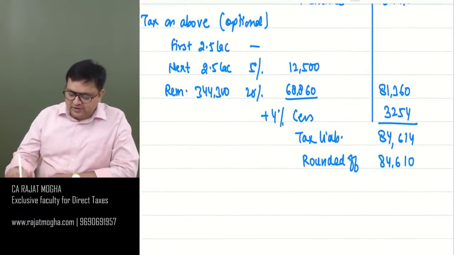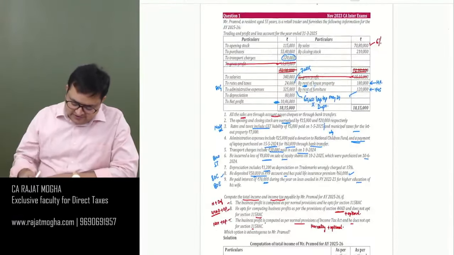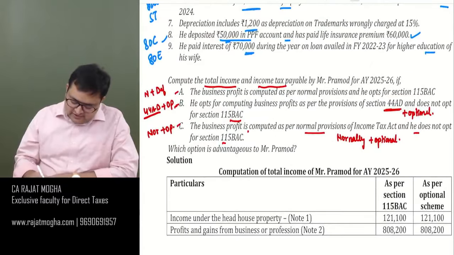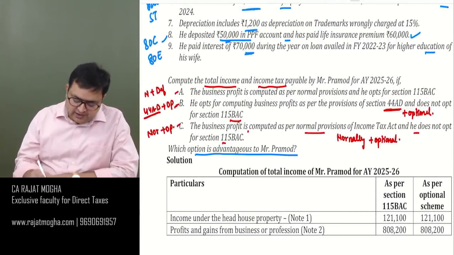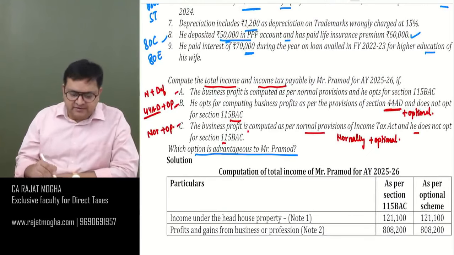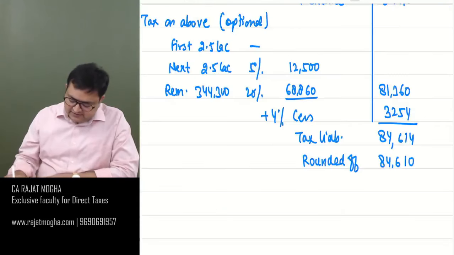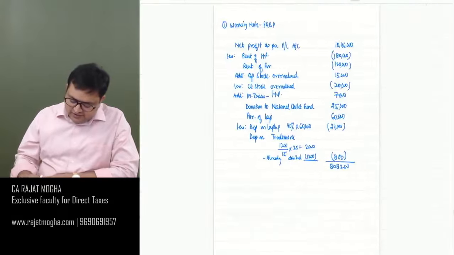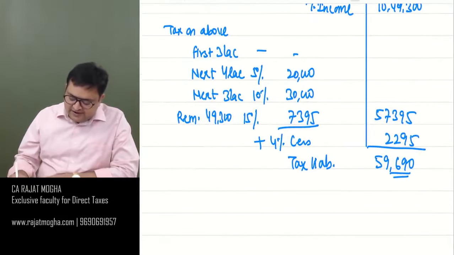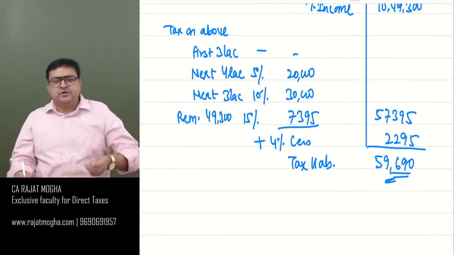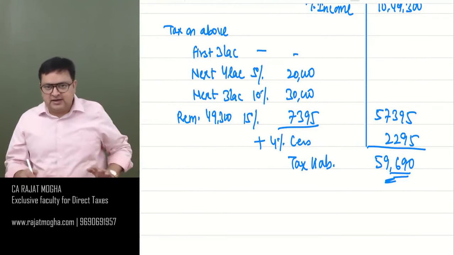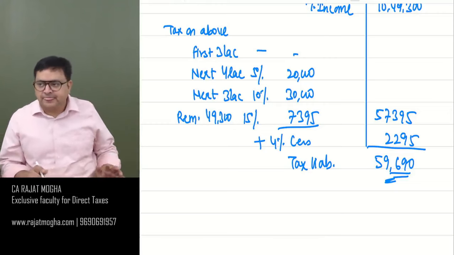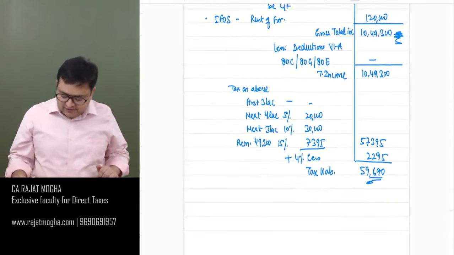So they were also asking the last point, that which option is advantageous to promote. As of now, although we have not calculated the presumptive income one, let us compare this 84,610, and as per default regime, it was 59,610. So as of now, out of them, default regime is actually better right now. Correct? Correct. Default regime is better.